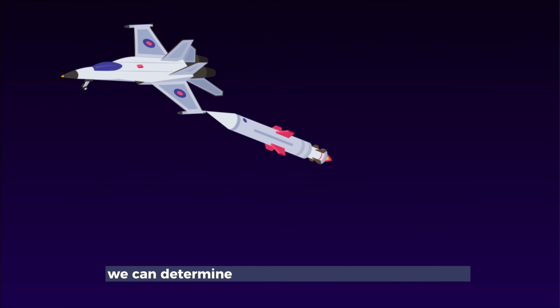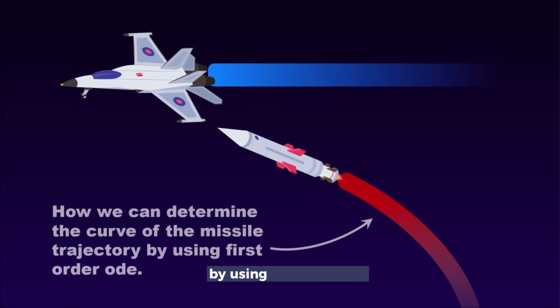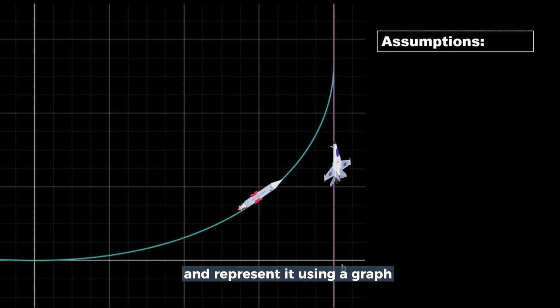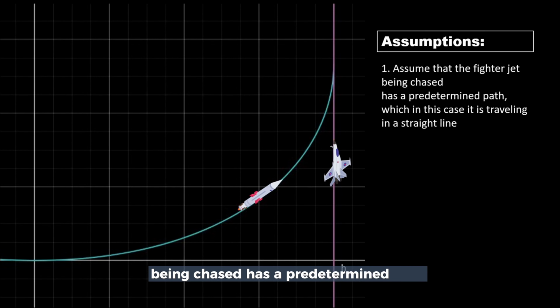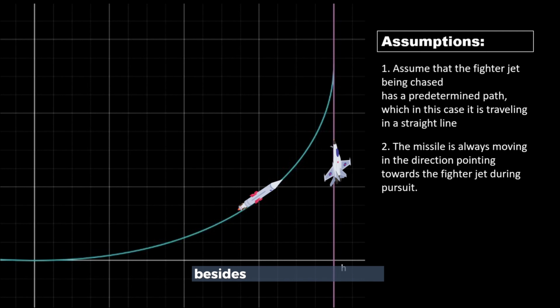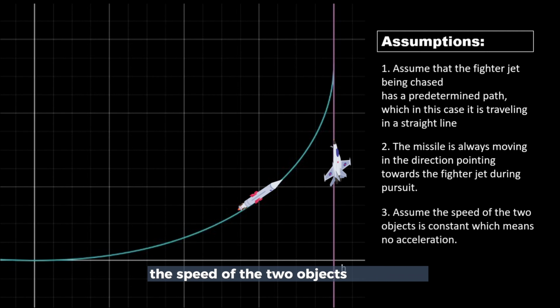So let's see how we can determine the curve of the missile trajectory by using a first-order ordinary differential equation. First, let us rotate this scenario and represent it using a graph. Now, three things to note. First, we assume that the fighter jet being chased has a predetermined path, which in this case is a straight line. The second assumption is that the missile is always moving in the direction pointing towards the fighter jet during pursuit. Besides, we assume the speeds of the two objects are constant, which means no acceleration.